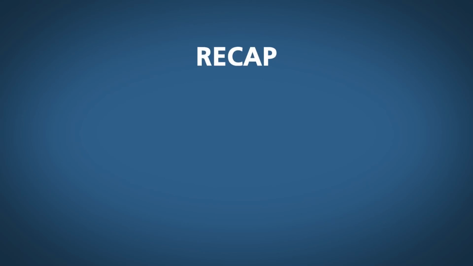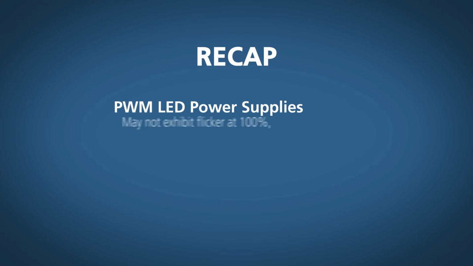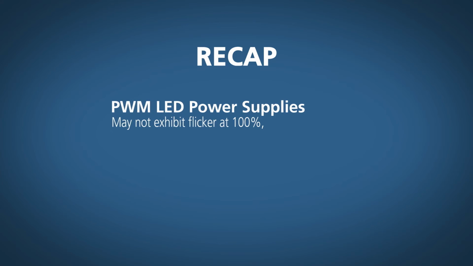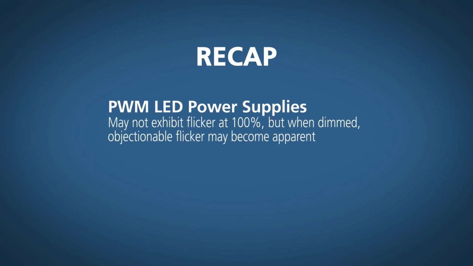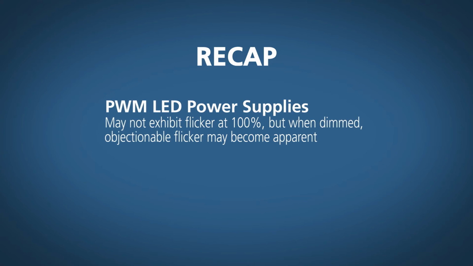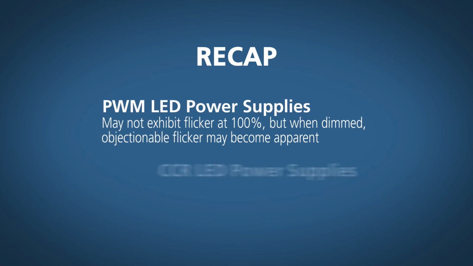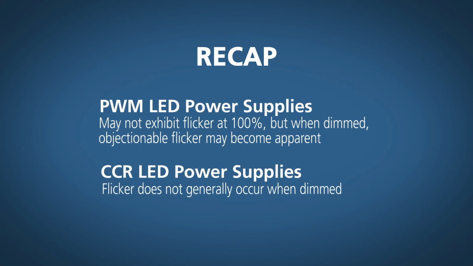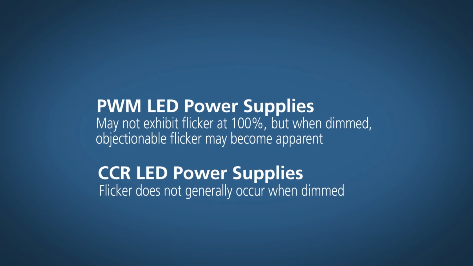Let's take a moment to summarize our findings. PWM LED power supplies may not exhibit flicker at 100% light output, but when dimmed, objectionable flicker may become apparent. This is generally not the case with CCR LED power supplies.